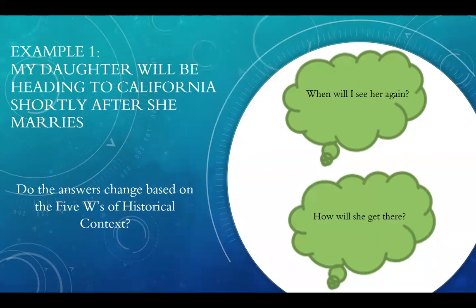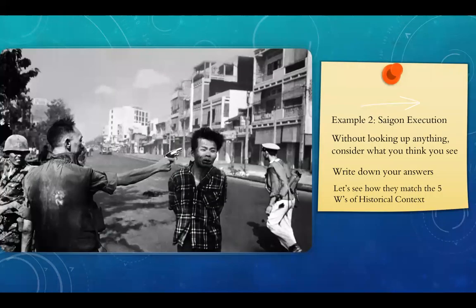So when will I see her again? Maybe never, depending on the context, the time period. How will she get there? That's going to depend. So our 5 W's of historical context, when we start applying this, questions have different answers. All right, now let's go to our next one.